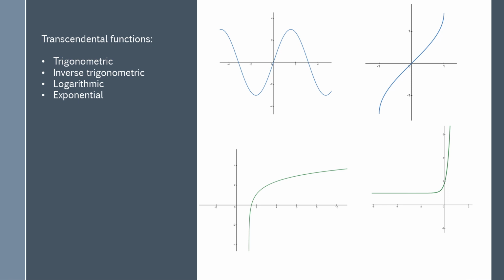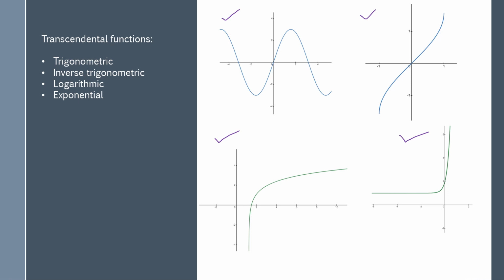So trigonometric functions such as sine of x, cosine of x, and here you see a graph of sine of x in the upper left corner. Inverse trigonometric functions, and over here on the right you can see the arc sine function. Logarithmic functions and exponentials, and they're graphed down below. So those are the four types that we will discuss in our class.